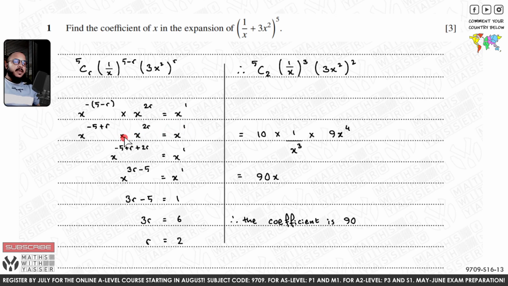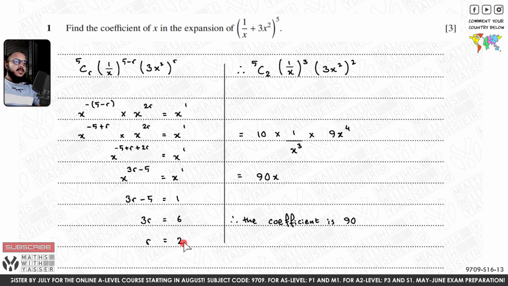Since there is a multiplication, that means we need to add these two powers. So it will be x to the power (−5 + r + 2r) equals x to the power 1. Simplifying this, we get x^(3r−5) equals x^1. With the help of the equality rule, we get 3r − 5 = 1. Therefore, 3r = 6. That means r must be 2.